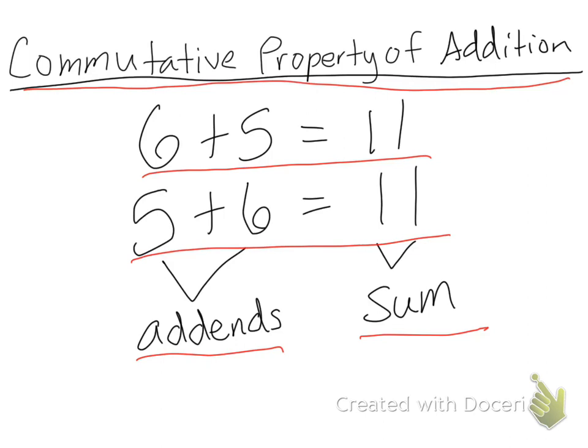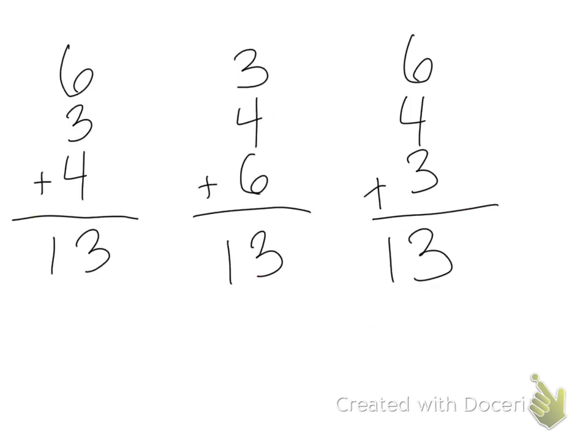When adding more than two numbers, this property allows us to add in any order we choose. So here I have three different ways I can add 6, 3, and 4. And the answer is going to be 13 each time. But sometimes one way is easier than another.